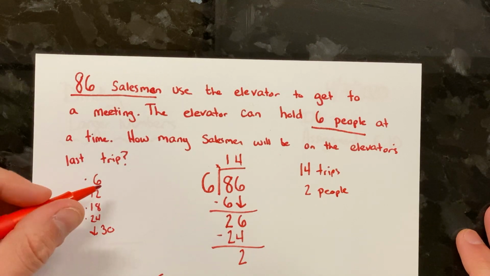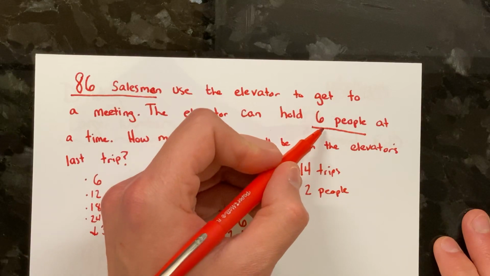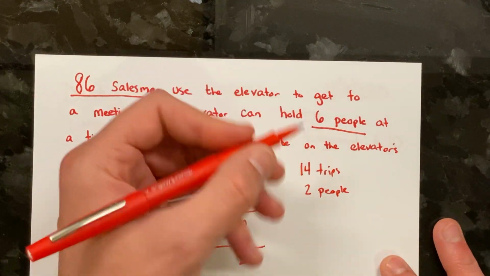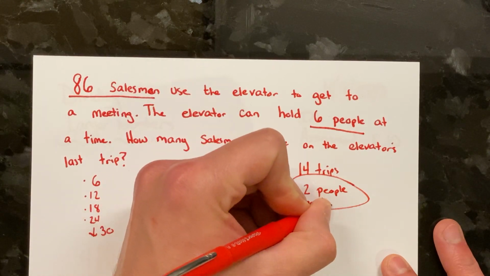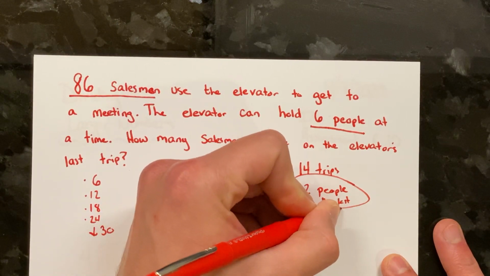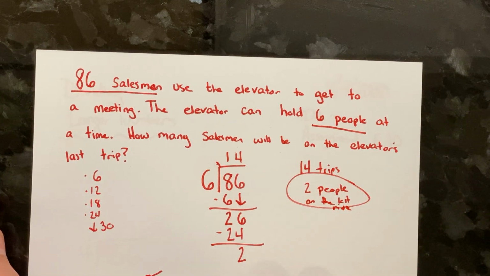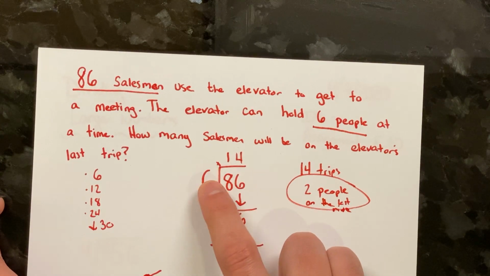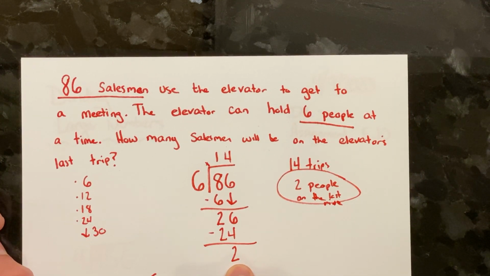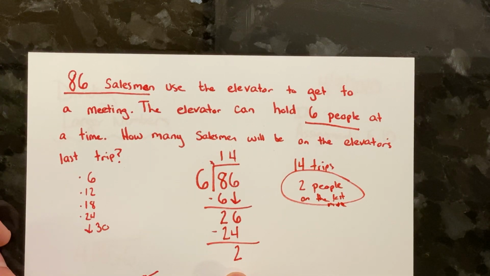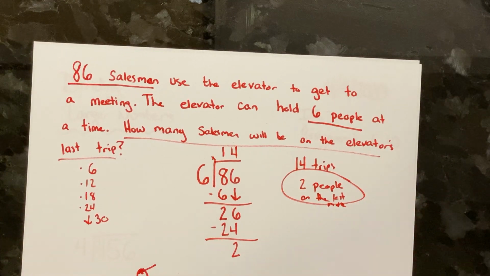Well, my question asks me, how many salesmen would be on the elevator's last trip? It wouldn't be a full elevator ride of 6 people. There would only be 2 people on the last ride. It's not asking me how many times the elevator went up and down. It's asking me how many people are on that last trip. After 14 full elevator rides happen, you've got these 2 salesmen. They've got to get to their meeting. They can't be late, so we've got to take them into consideration. Really pay attention to what the question's asking.